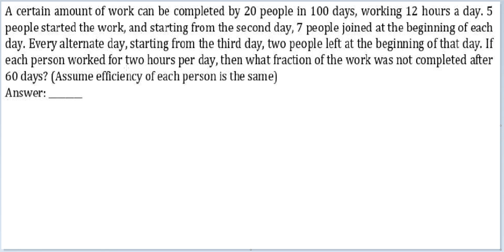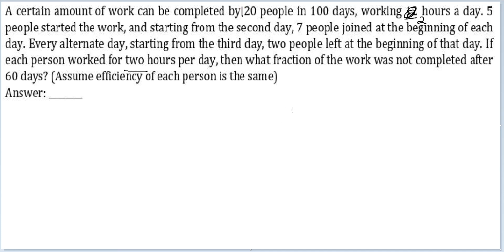Okay, so the first thing I see is initially people were working 12 hours a day. Now they are working 2 hours per day. So instead of taking this as 12 hours, I'll take this as 2 hours per day. And therefore the number of people would now become 120 people in 100 days.